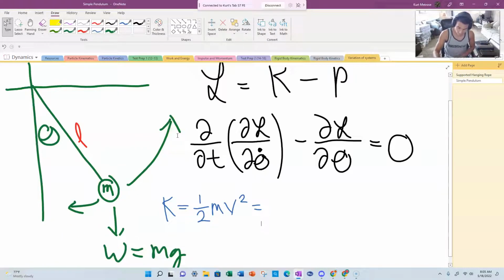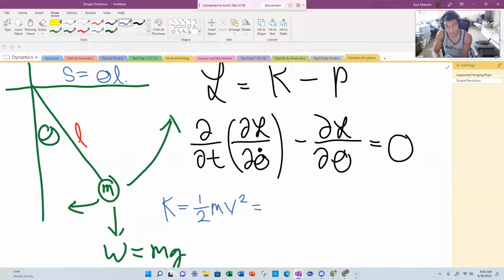Well then, we know that arc length is some distance s equal to theta times the radius, and the radius in our case is L, right? The radius is the length. So s equals theta L is the arc length equation. If we know that s is the position of the mass at all times, then s dot, the derivative of that with respect to time, ds dt, or s dot, whatever you want to call it, is going to be the velocity.